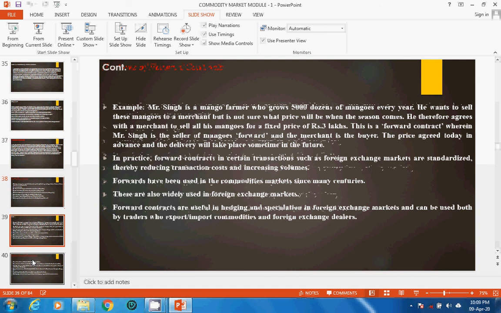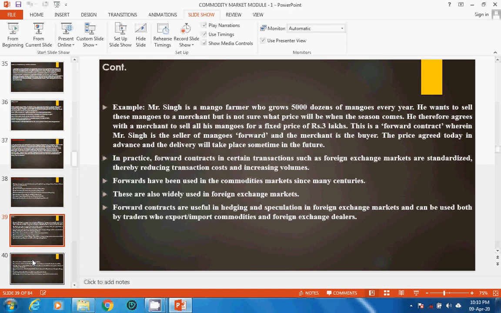Mr. Singh is a mango farmer who grows 5,000 dozens of mangoes every year. He wants to sell them to a merchant but is not sure what the price will be when the season comes. He therefore agrees with the merchant to sell the mangoes for a fixed price of rupees 3 lakhs. What is the quantity of mango? 5,000 dozens. The price is fixed, that is 3 lakhs for such quantity.